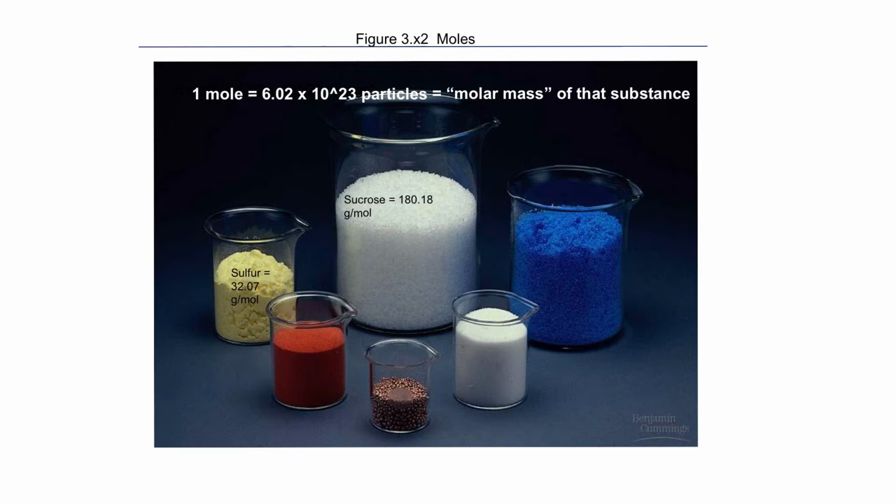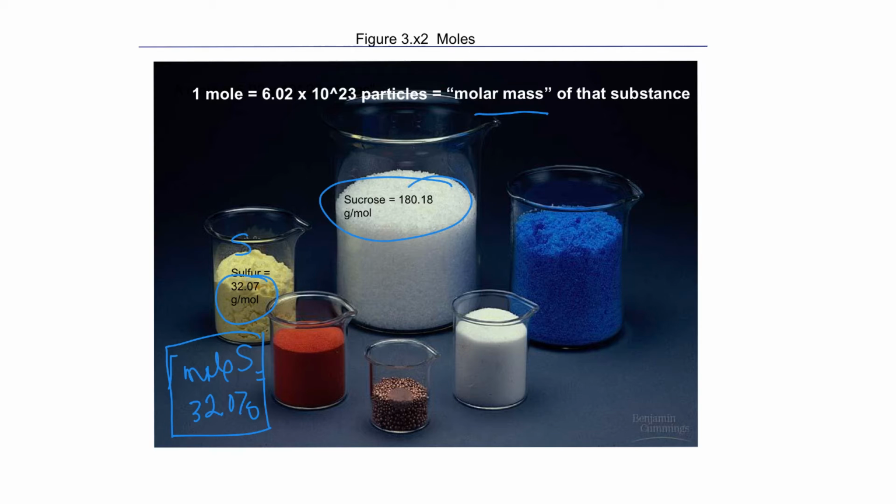So what does a mole look like? Well, chemists don't usually count particles. We use the mass to figure that out. There is a relationship between the mass of that substance and one mole. So for example, sulfur, all right? Sulfur has a molar mass of 32.07 grams in a mole. That means one mole of sulfur weighs 32.07 grams. And you can calculate this using the atomic mass on the periodic table. That's usually how we use molarity in chemistry and biology.